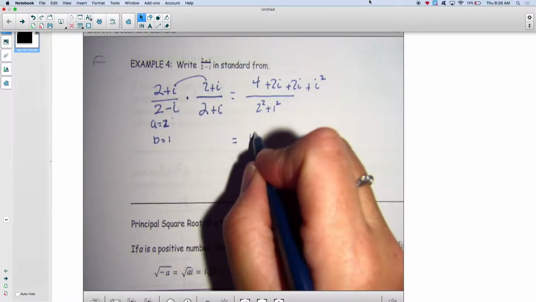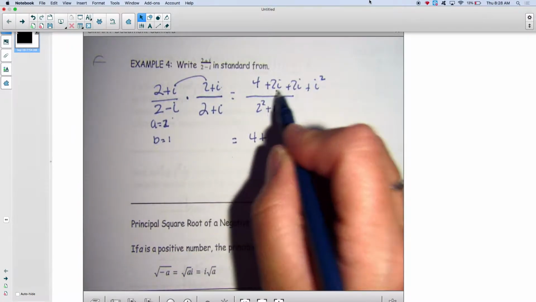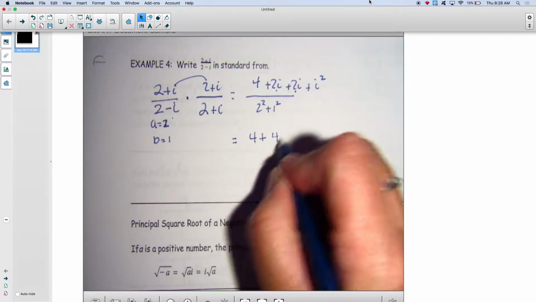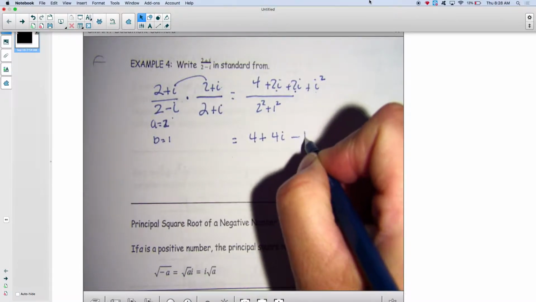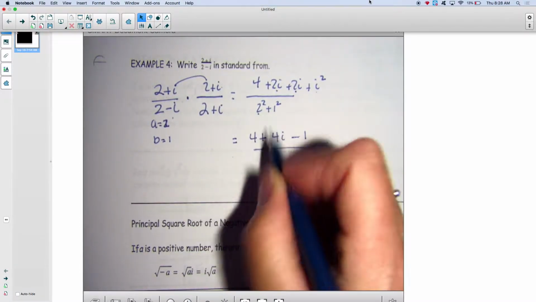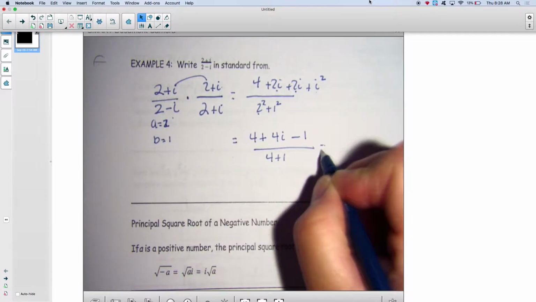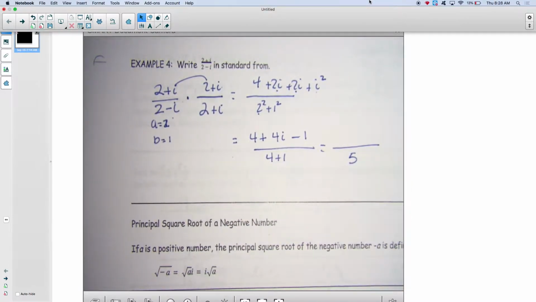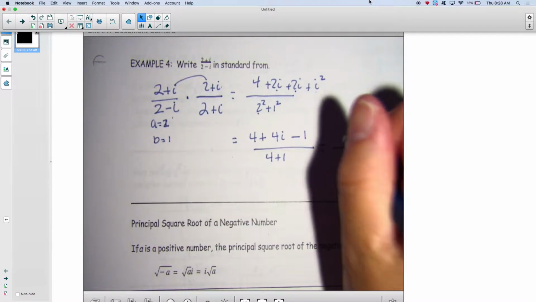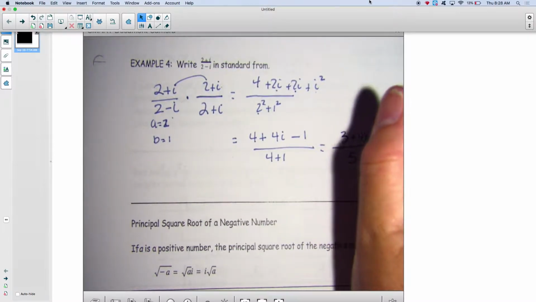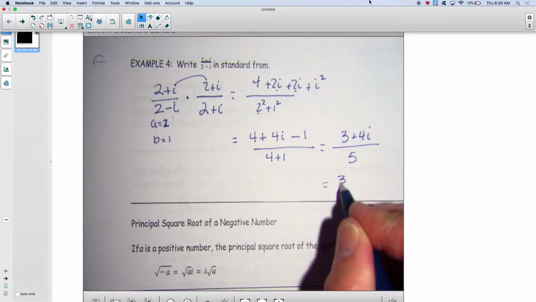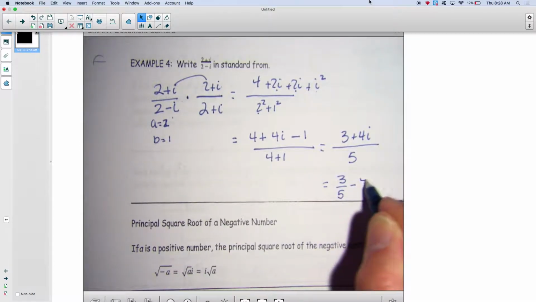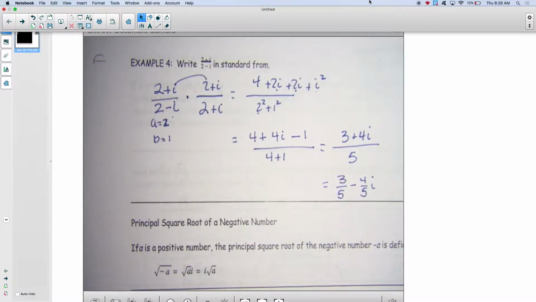So this is 4 plus 2i plus 2i, 4i, i squared, which is -1. This is all over 4 plus 1. So we have 5 on the bottom and 3 plus 4i on the top. If we want to write it in true complex form, we have to do this.